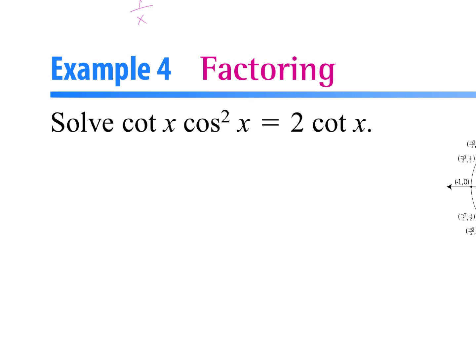Just look at this problem. Let's talk about it. I have cotangent here, and I have a cotangent here, and then I have a cosine squared here. So let's talk about this problem. What do you guys notice? Okay, there's two. Good. One of them is squared.